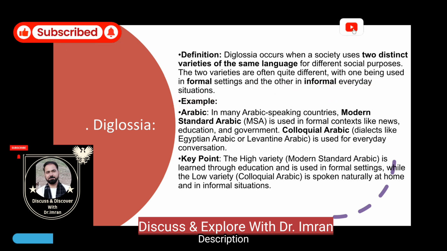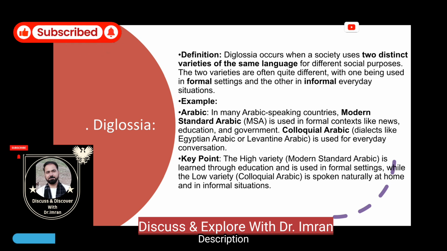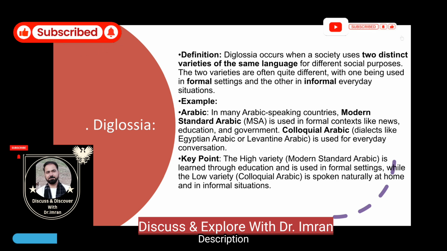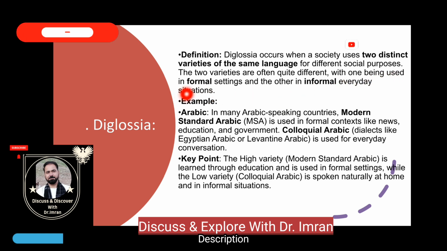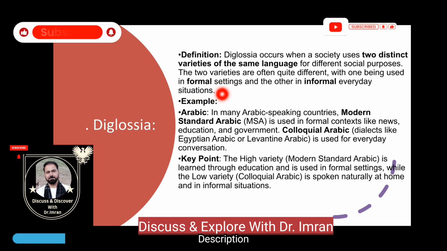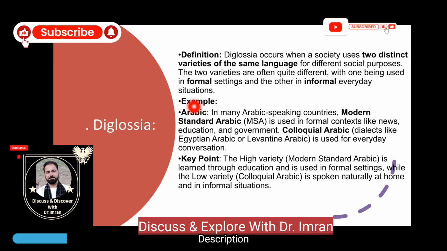So sometimes it is difficult for people, or there will be less intelligibility. Sometimes it seems like they are speaking two different languages. That much variation or that many differences exist there. The two varieties, high variety and low variety, seem like two different languages. So one is used for what? For formal settings, education, public speaking, media, etc. And one is used in informal and everyday situations.